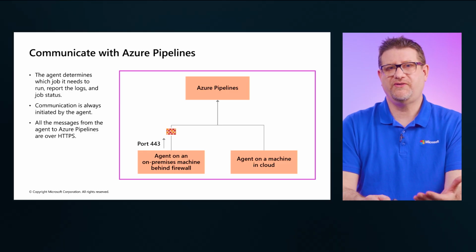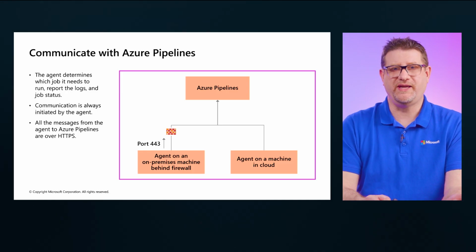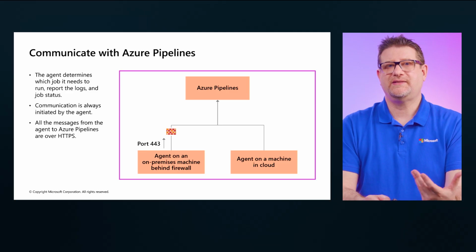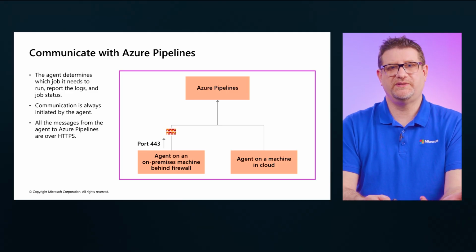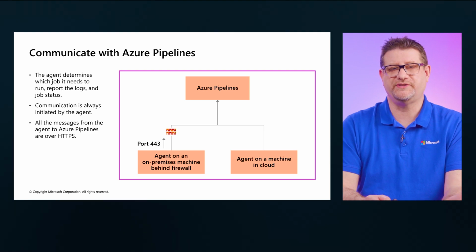All messages sent from the agent to the Azure Pipelines travel over HTTPS, which is the same secure protocol used for online banking and shopping. And this setup helps protect sensitive build and deployment information as it moves between your infrastructure and Azure's cloud services.